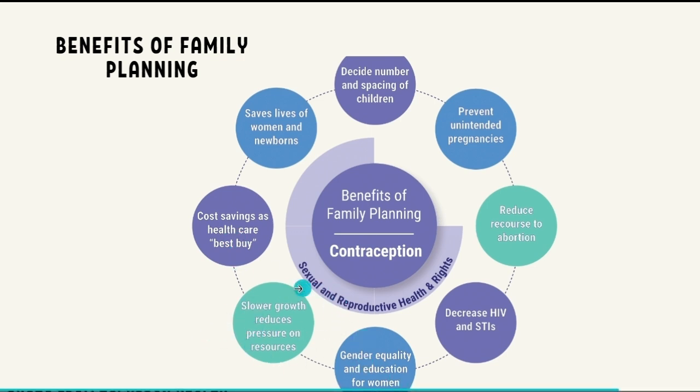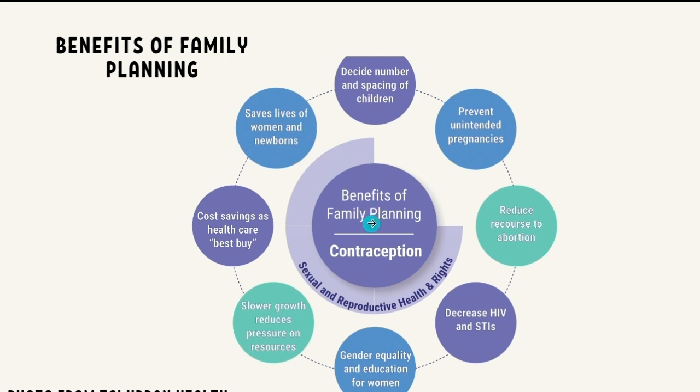And then slower growth reduces pressure on resources. Once you do family planning, you're able to plan a lot more. For example, if you know you can't take care of five children, you're not going to have five children. And then there are cost savings on healthcare, because children are expensive, so it goes back to resources. If you cannot afford it, don't go down that road. When you have five children and they all get sick, how would that go, plus your health insurance and stuff like that?